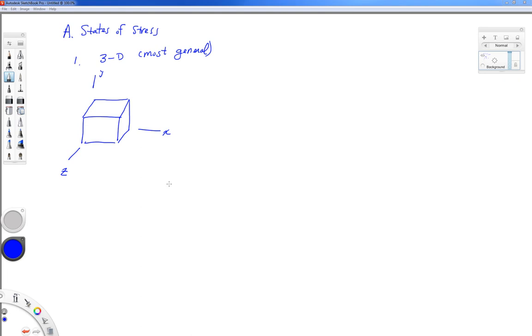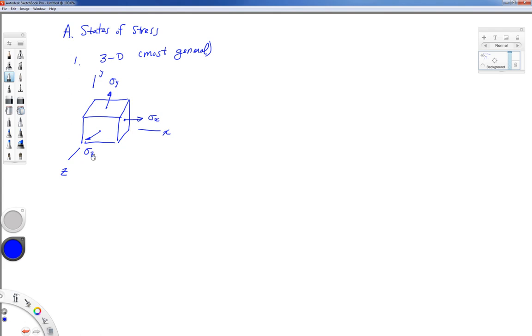we can pull out a cube of material from any structure that we want, and we can find a normal stress and two shearing stresses on each of the faces of the cube. So here I have a cube sitting in the x, y, z coordinate system, and I can label the stresses. A normal stress sigma x points in the x direction and acts on what is known as the x face, a stress that points in the y direction, sigma y, and a stress that points in the z direction, sigma z. All of these three are normal stresses.